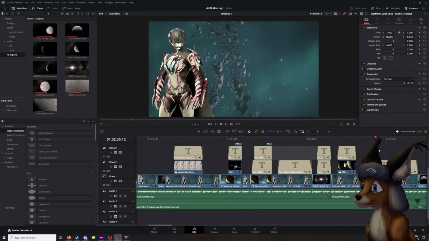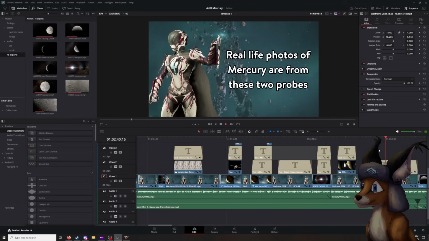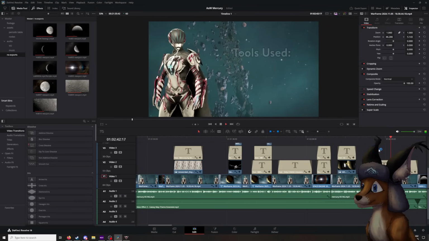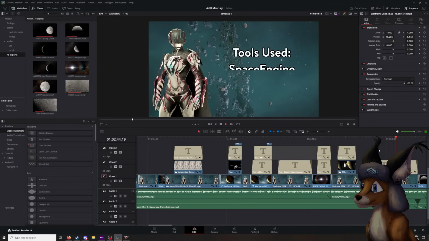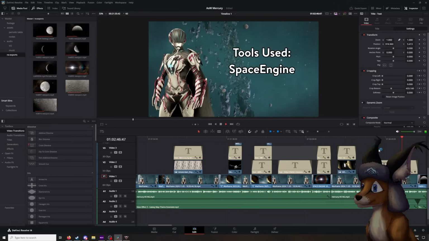But the reason I bring them up in this video is because almost all of the real-life pictures I'm going to show you today are going to be from these two missions. I'm also going to be showing a lot of footage from the program Space Engine to show off Mercury, including using an in-game texture pack that uses real images from Messenger. I love Space Engine, but god, the in-game camera path editor frame rate thing I mentioned earlier pissed me off so much.